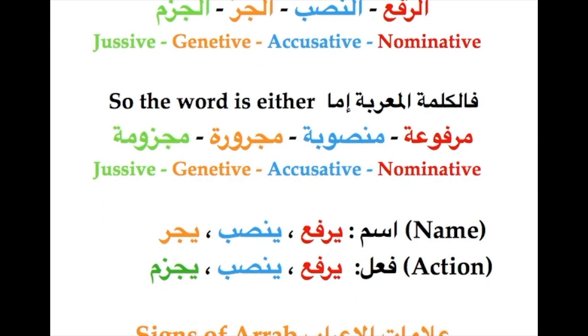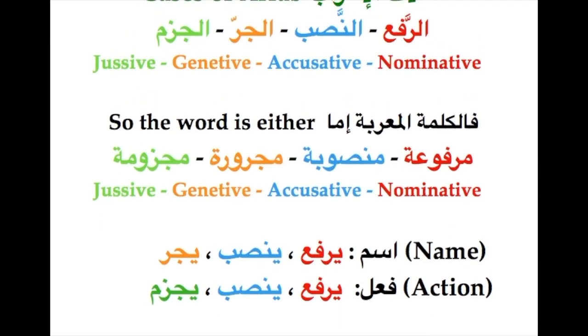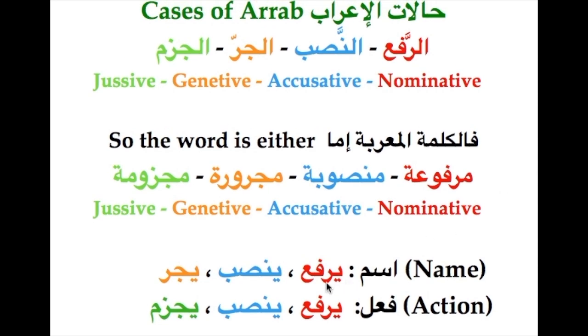The second thing we're going to learn about the 4 cases of i'rab is that the name, al-ism, gets rafa', nasb and jar. And the fi'l gets the rafa' and the nasb, but does not get the jar. Instead, it gets the jazm. So this is something to remember. The name can never go through jazm, and the fi'l can never go through jar. So jar is unique to the name.